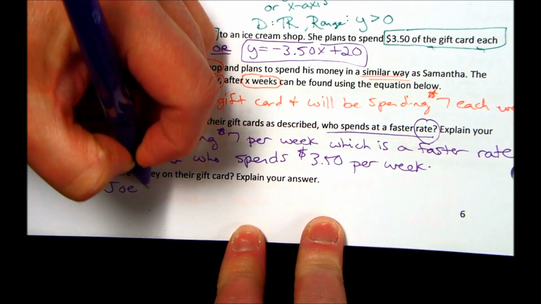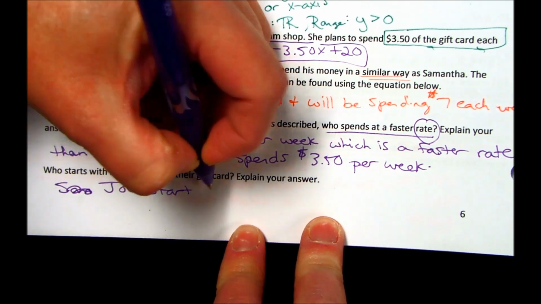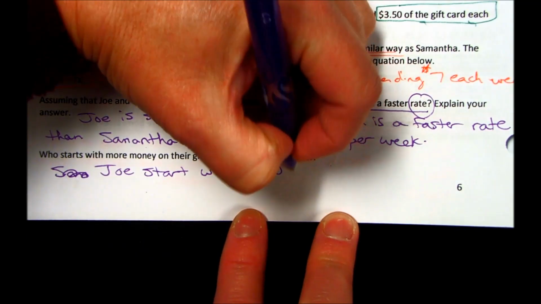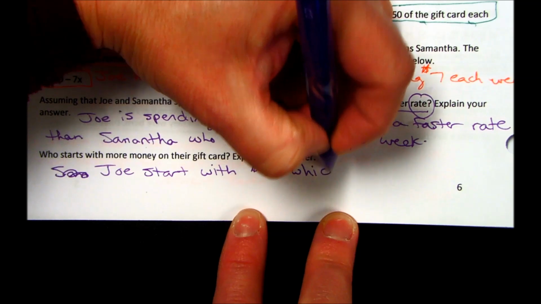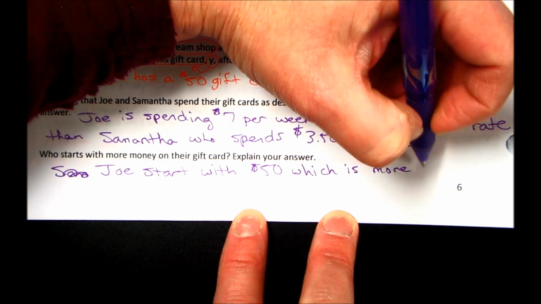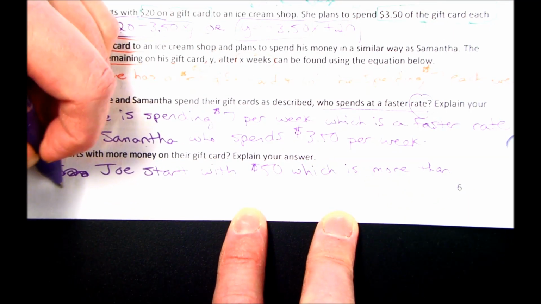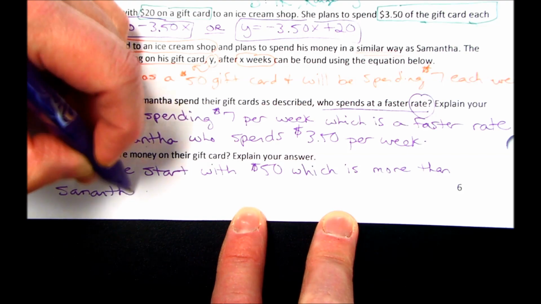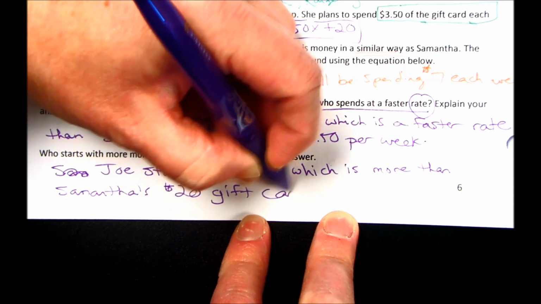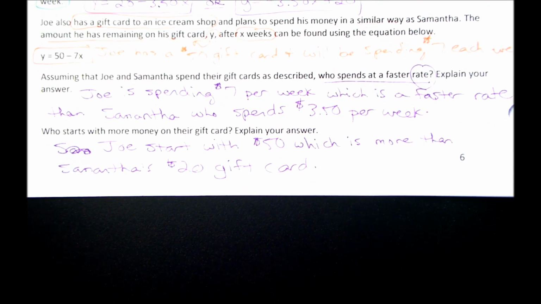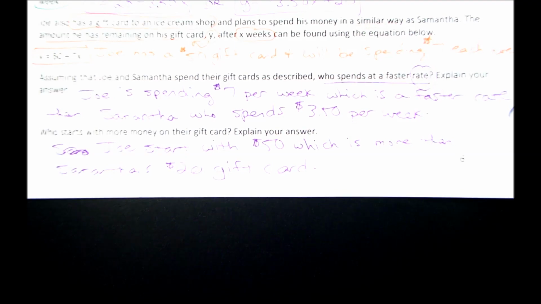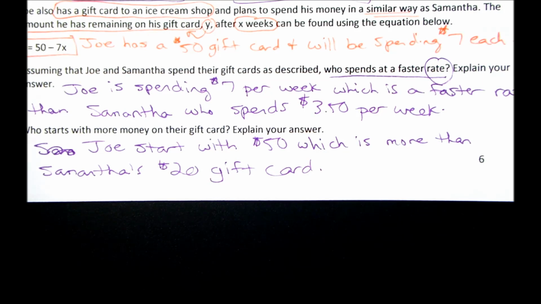Joe starts with $50, which is more than Samantha's $20 gift card. So there we have it. Joe starts with $50, which is more than Samantha's $20 gift card. So hopefully that answers it and explains it adequately.